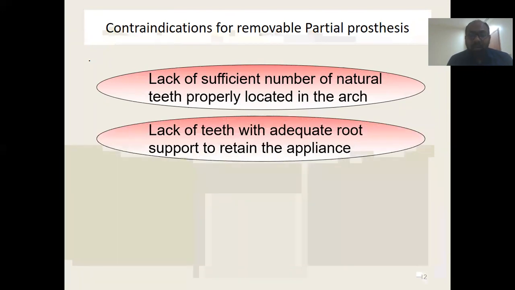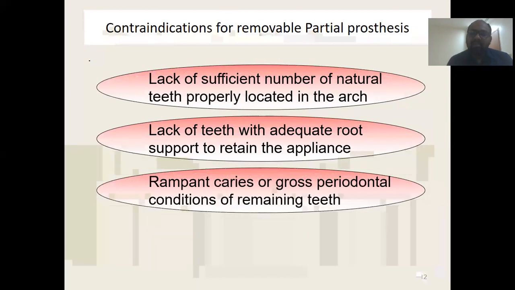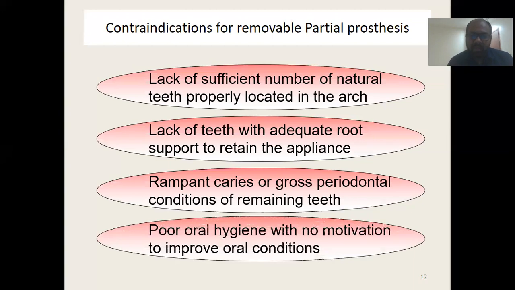Lack of teeth with adequate root support, again, is going to be one contraindication. You would rather extract those teeth, as I said earlier, and go for a complete denture fabrication. And with rampant caries or gross periodontal problems, again, it is better than fabricating a temporary prosthesis and getting the remaining teeth removed later, and then fabricating a new or second prosthesis. It is very well planned that you could remove those teeth and fabricate a complete prosthesis.